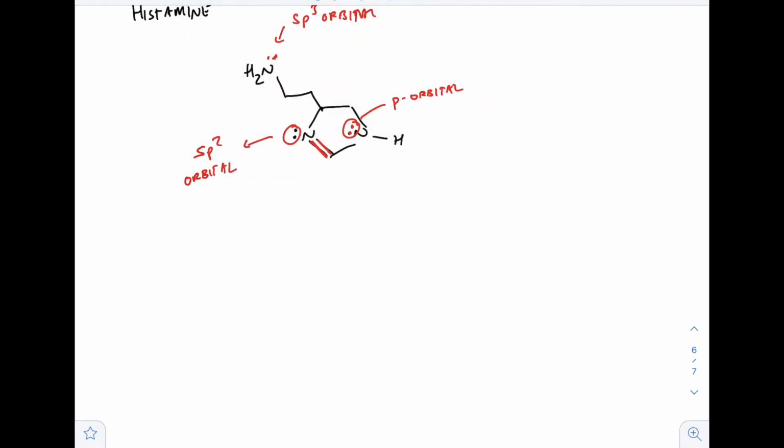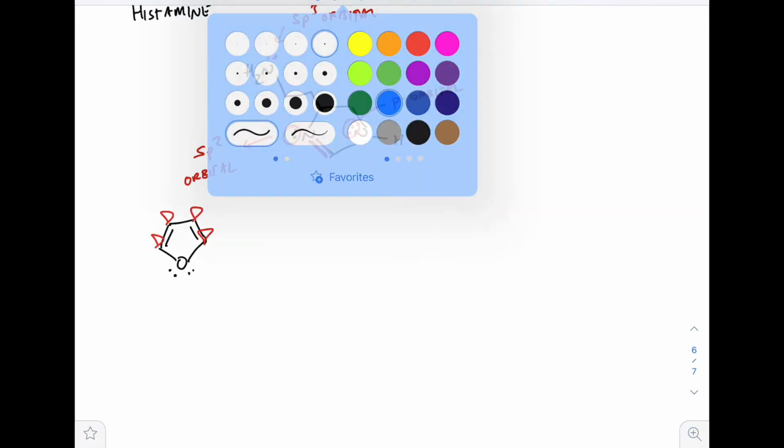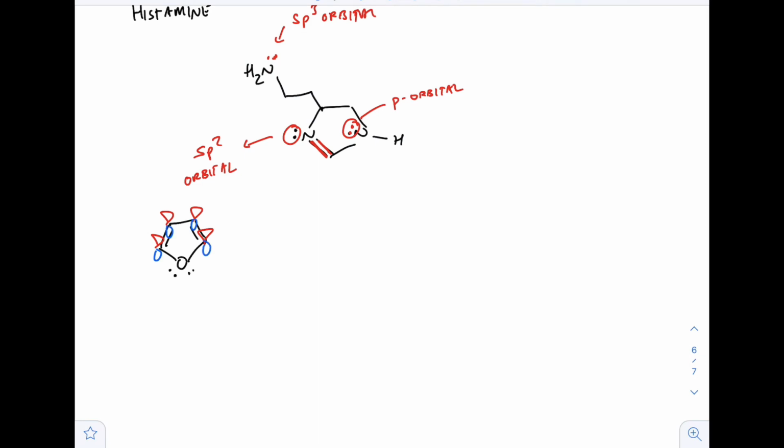Okay. And so these are the types of questions we need to be able to answer. Where is that lone pair? What orbital does it reside in? Okay. And so we can take a look at other heterocycles as well. Same thing. This is furan. So let's just kind of draw these p orbitals up and down.